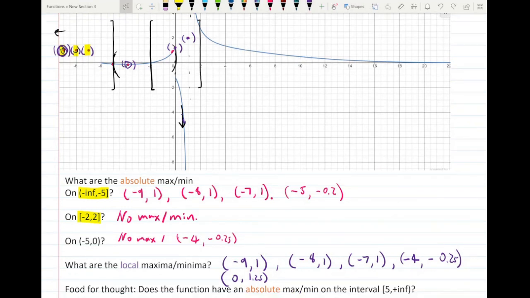Now I want to leave you guys off with one last interval to think about, and that is the interval starting at 5, including 5, that goes all the way off to infinity, so it includes the entire right half of the function, essentially. And I want you to think about whether this function has an absolute minimum or maximum on this interval where it seems to be asymptotically approaching 0.